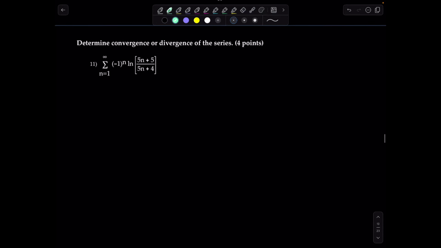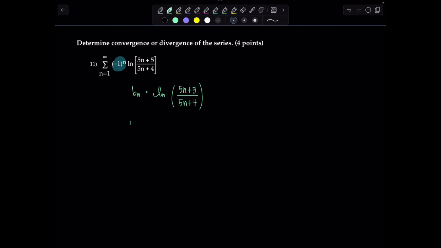Determine the convergence or divergence of the series. In this case, they're not telling us what test to use. We're not doing absolute or conditional convergence. We're just testing for convergence or divergence. And the minute I see this negative 1 to the n, I'm thinking, let's do the alternating series test, right? Because it's an alternating series. So b sub n is natural log of (5n plus 5) over (5n plus 4).